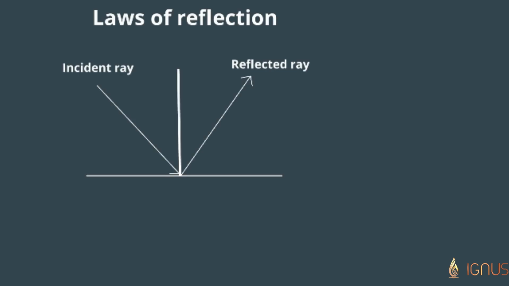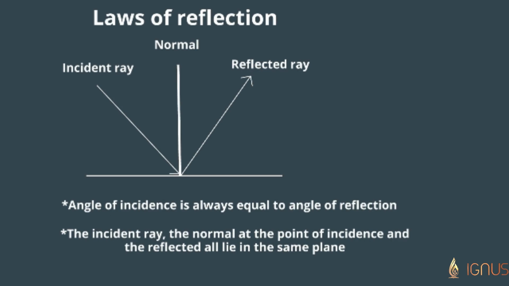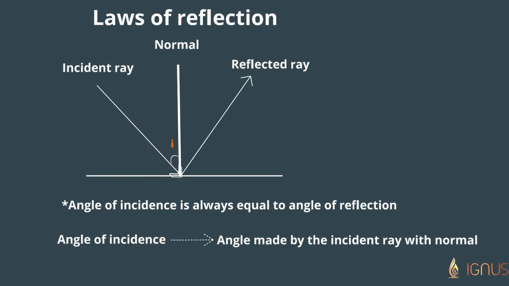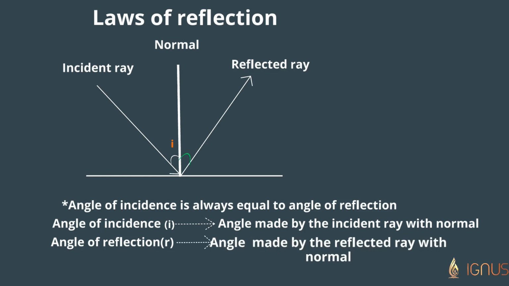Draw a perpendicular to the surface at the point of incidence. This line is also called the normal. Here are the two laws of reflection that any light ray obeys. To understand the first one, we need to understand the angle of incidence and angle of reflection. The angle of incidence is the angle made by the incident ray with the normal. It is denoted by I. The angle of reflection is the angle made by the reflected ray with the normal and is denoted by R.